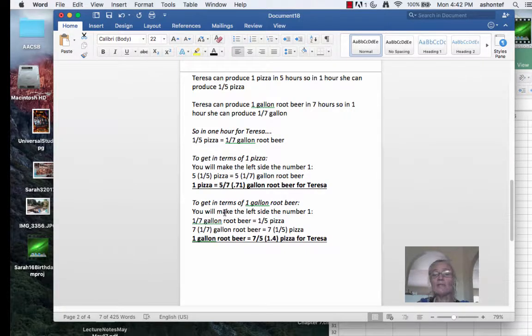And then we do the same thing for root beer. We want it in terms of 1 gallon of root beer in terms of pizza. So we'll flip the equation. We know 1/7 of a gallon of root beer is 1/5 of a pizza. We want the left side to be the number 1, so we'll times that by 7, and that makes this the number 1. So we'd better times the other side by 7 to keep the equal sign. That's a mathematical formula. And so we end up with, for Teresa, that for every gallon of root beer she produces, she's giving up 7/5 or 1.4 pizza.